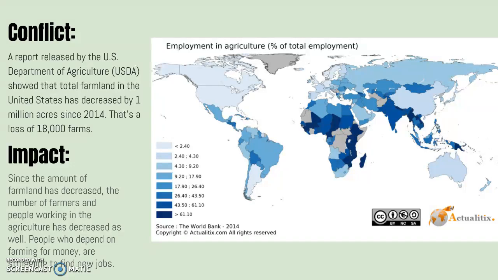The impact of all this is that the decreasing amount of farmland caused the number of farmers to decrease as well. No land, no farm, no money, which all results in many people having no jobs.